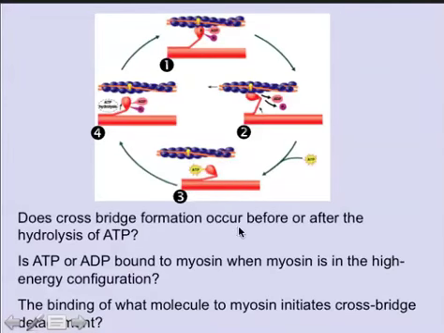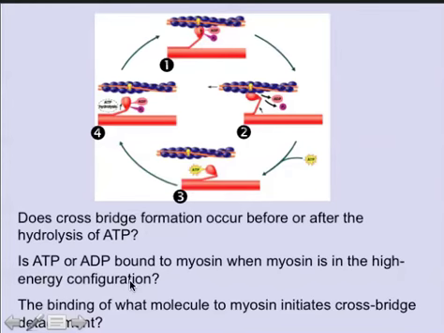So the first question, does cross bridge formation occur before or after the hydrolysis of ATP? And the answer is after, okay? After the hydrolysis of ATP. So as you can see here, the ATP binds. It is then hydrolyzed while it's still bound to the myosin head, and then the cross-bridge formation takes place.